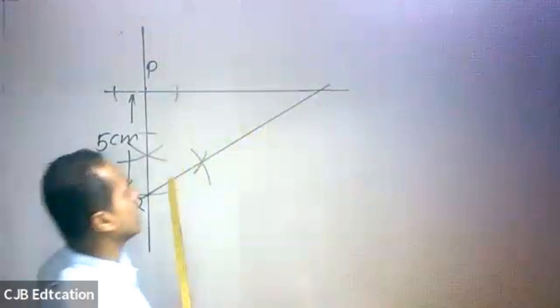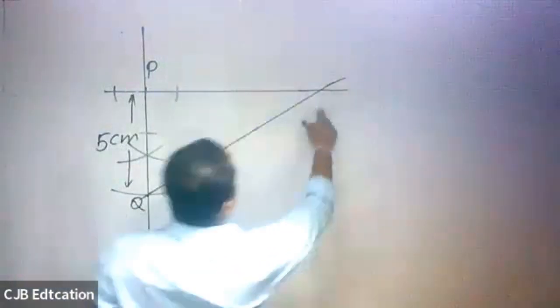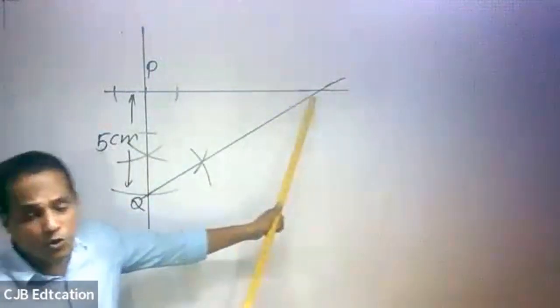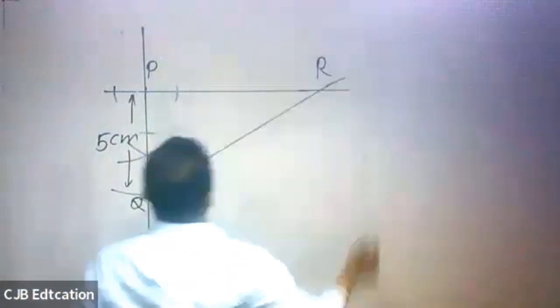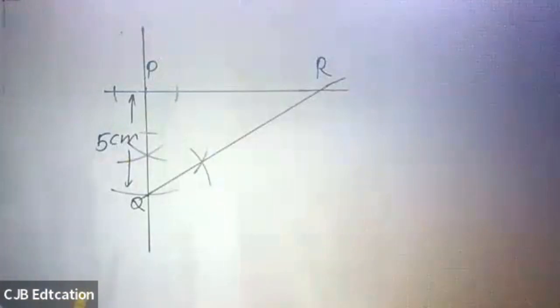Right, now we can name this intersection of two straight lines as point R. Now we have constructed that PQR triangle according to the given information.